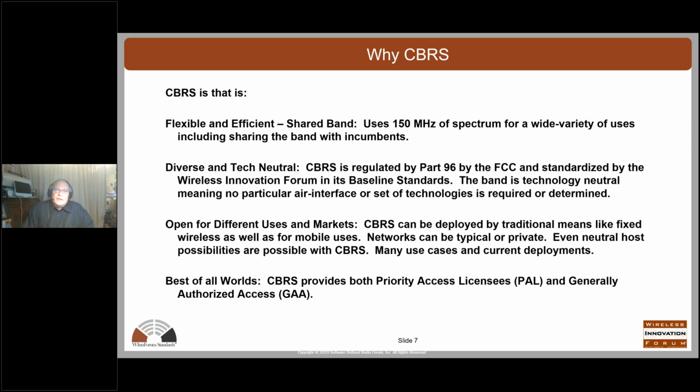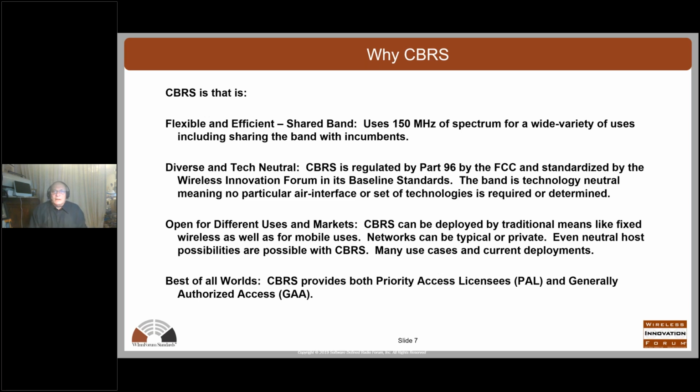CBRS is a diverse and neutral band. Neutral technology-wise. It's regulated by, if you want to look up, Part 96, and we'll go into some greater detail on Part 96 as we go through these materials. But Part 96 is the governing rules of the FCC, and they're the basis upon which WInnForum has created the baseline standards that go with the rules. And the band itself is technology neutral.